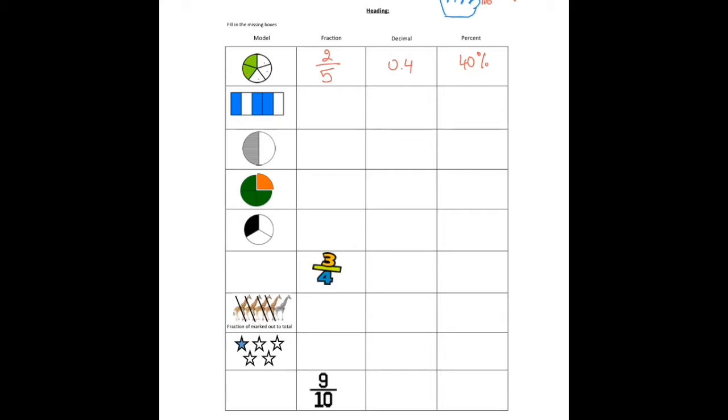Next, you have 3 shaded parts out of 5. 1, 2, 3, 4, 5 total. So we have 3/5. Look at your fingers again. How much is 3/5? 20, 40, 60. 60%. Okay, move your decimal 2 places to the left. You have 0.60 or 0.6.